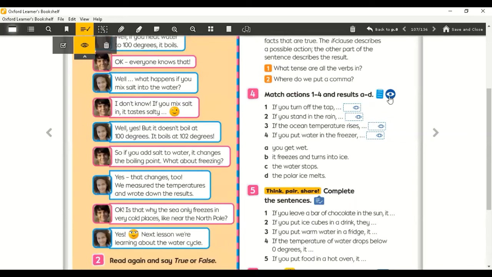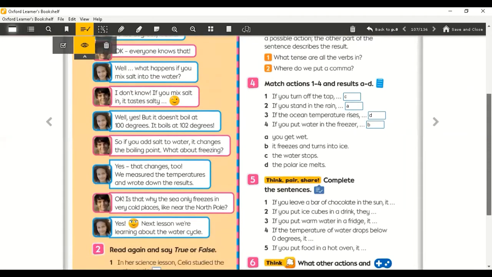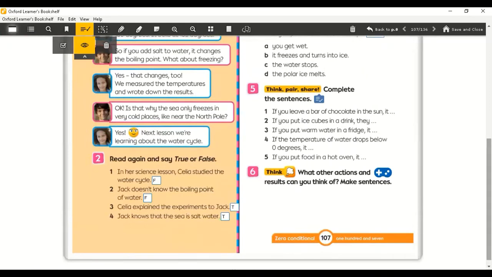Okay, check your answers now. 1 with C, 2 with A, 3 with D, and 4 with B. Great job, my dear students. And now question number 5, complete the sentences. And here you have to complete the sentences with the result, of course, okay?